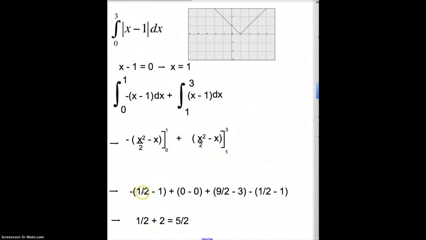So we have 1/2 from this part, and this is 2. So 1/2 plus 2 is 5 halves, or 2.5. That's the area of this region from 0 to 1 plus this region from 1 to 3. So it's the area under the curve.